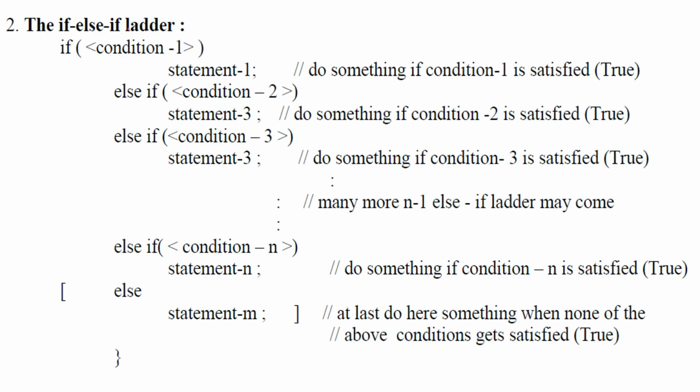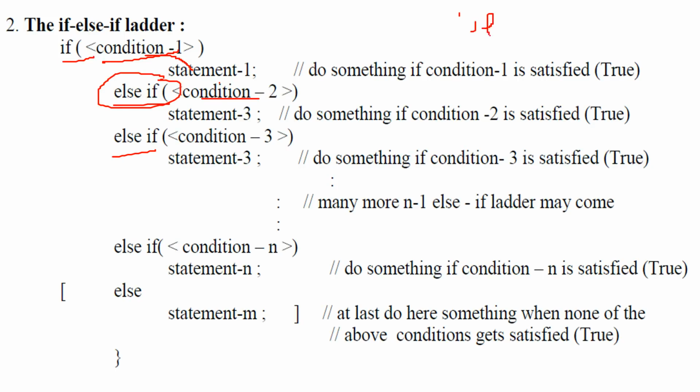Then we have the if else if ladder. That means if a certain condition is met, it is okay. If it doesn't meet, then you want to check for another condition. And if these two conditions don't meet, you want to check for certain other conditions. For that, you use the if else if ladder. For that, you just write else if. That is, you take if and else.